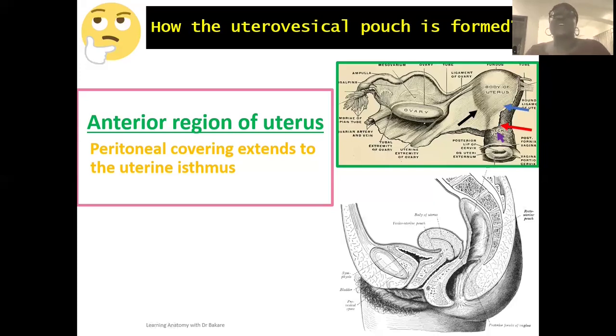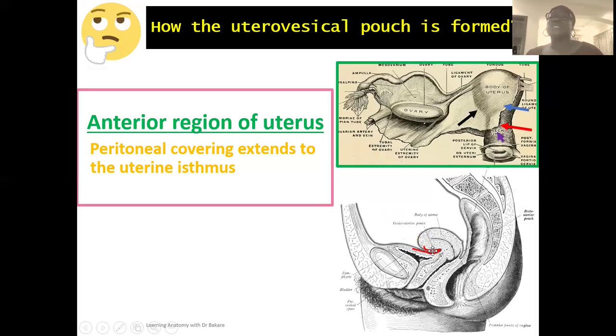And remember, we tried to highlight previously that the urinary bladder is the organ that is located anterior to the uterus. So from the isthmus region of the uterus, the peritoneal covering extends over the base of the urinary bladder, because it is the urinary bladder that is located anterior to the uterus. If you try to express this in this lower image, this is where we have the uterovesical pouch here highlighted in red.